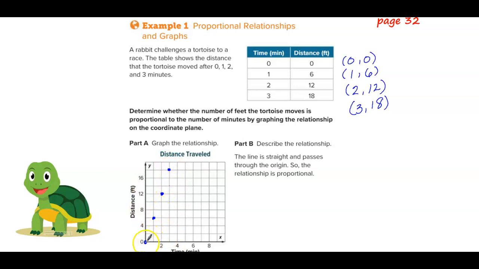Now, forgive this line. This is not going to be straight. This is really hard to draw, these straight lines on here. But the question is, is this a proportional relationship? Well, yes, it is. It passes through 0, 0, and it was meant to be straight. So, yes, the relationship is proportional.